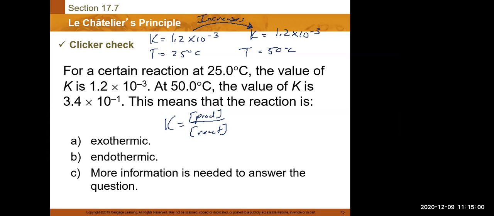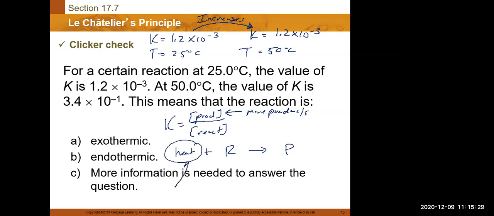So we increase the temperature, K value gets larger. Only way to get a K value larger is you need more products, right. So basically, you want to figure out which way will allow us to make more products. Since we're increasing the temperature, it needs to go away from the side that it's on, which means that in this particular case, heat or temperature would have to be on the reactant side.